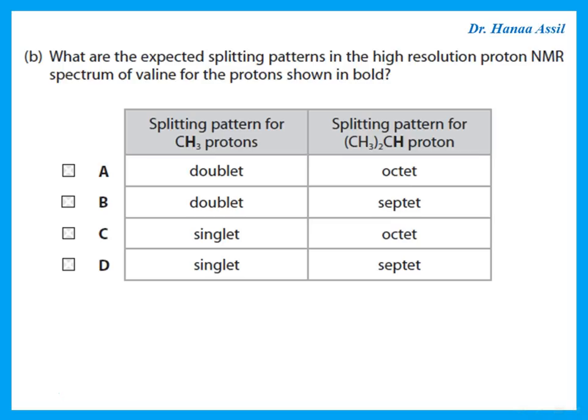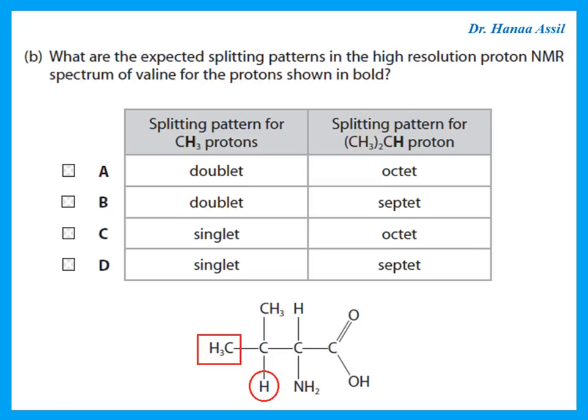What are the expected splitting patterns in the high-resolution proton NMR spectrum of valine? So this is valine. Now, he wants the splitting pattern for CH3 protons. Where are the CH3 protons? These are the CH3 protons, and the CH3 protons have only one hydrogen on the neighboring carbon. And that means, remember that the splitting pattern follows an n+1 rule. So if I have only one hydrogen, then I will have a doublet for that splitting pattern for CH3. So the CH3 is a doublet. So my answer is A or B.